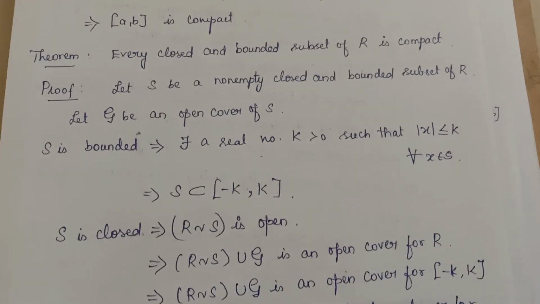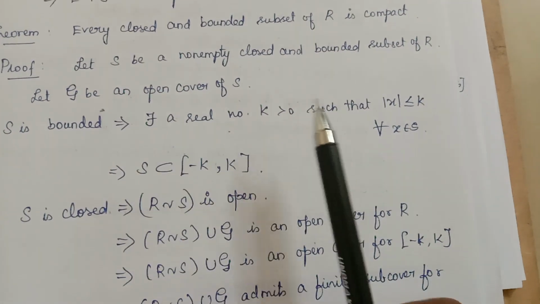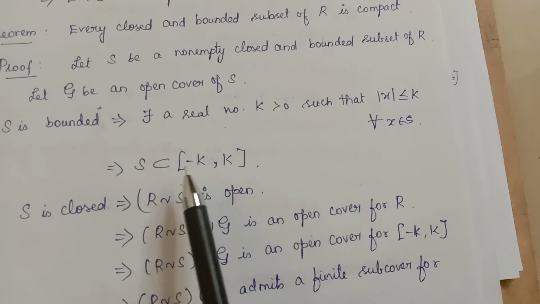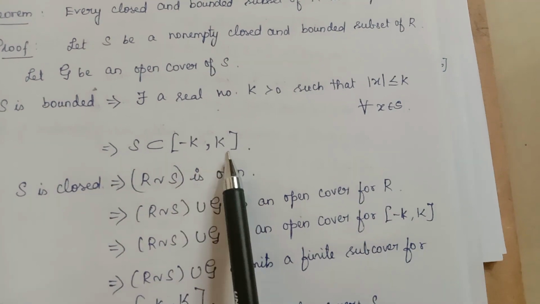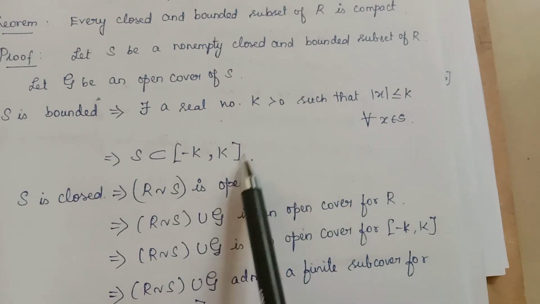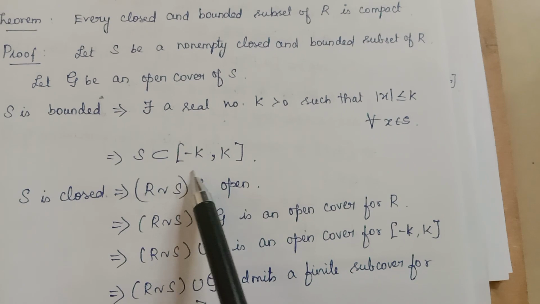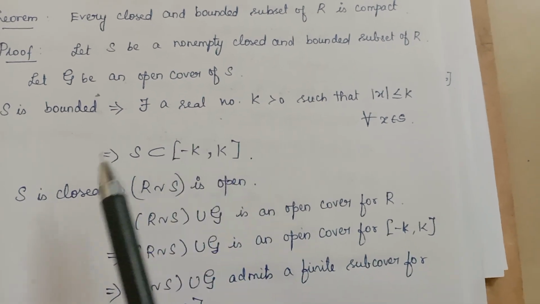Now, S is bounded implies what? It has an upper and lower bound. Let minus k and plus k be the infimum and supremum. Then S is contained in minus k to k. Now this will become a closed bounded interval in R. So by the previous Heine-Borel theorem, this is compact, right?